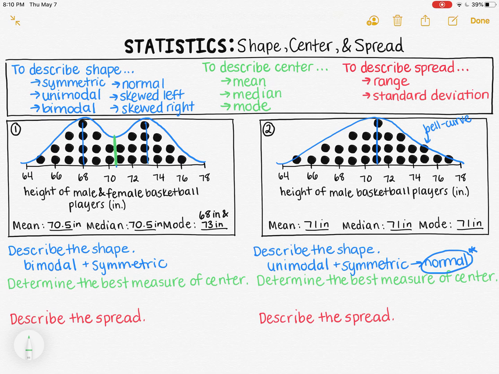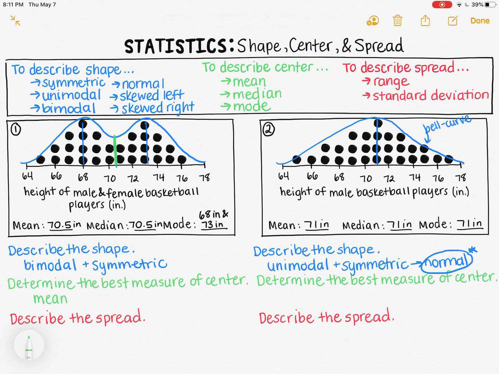As you can see, the mean and the median are both 70.5, which is right here where I already drew my center when we were talking about the shape. The mode is 68 and 73, which I already drew as the two peaks. One of the main reasons we can say the mode is not going to be a good measure of center is because there's two modes. So telling someone these two modes does not help them to understand where the data is centered.